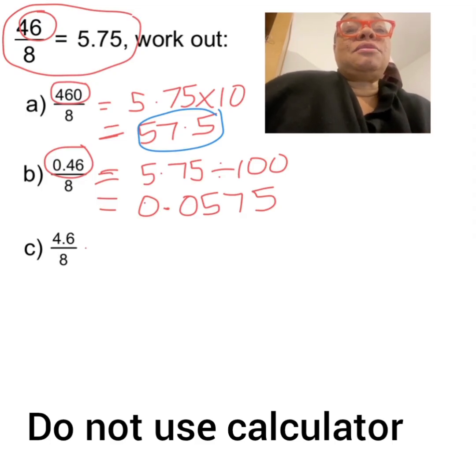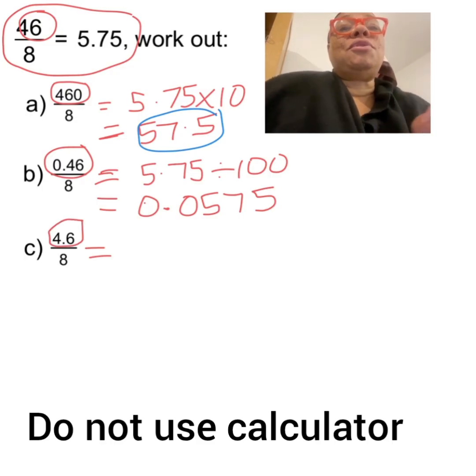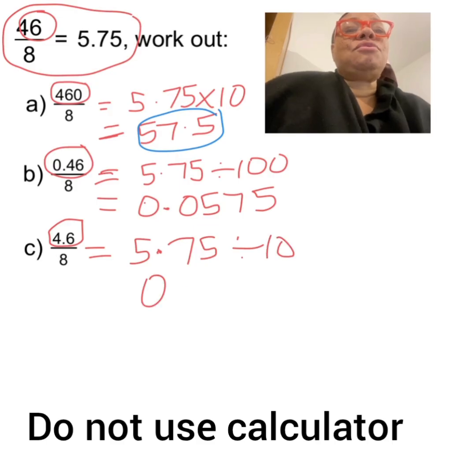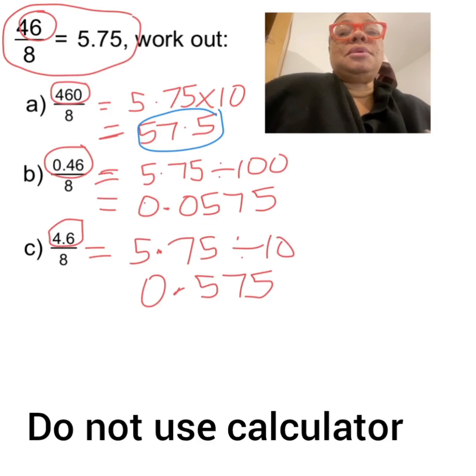Okay, now let's look at C. In all these tasks, the denominators were the same as the original calculation. It's only the numerators that are changing. So if we look at the numerator of 4.6, that's 10 times smaller than 46. So we're going to divide our original answer by 10. So that's going to be 5.75 divided by 10, and that gives us 0.575. The digits move, okay? So these are the answers to A, B, and C.